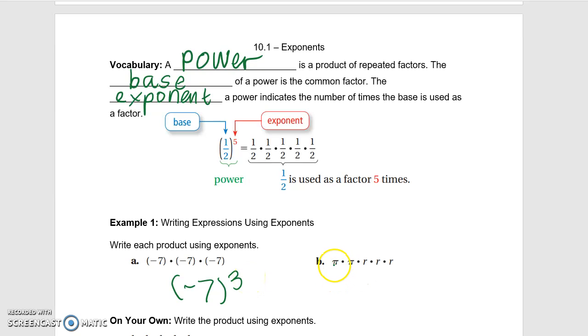Over here on B, we see 2 copies of pi, so that's pi raised to the second power times r, our second base, raised to the third power. Notice I'm not putting a dot in between the two because multiplication is implied. Go ahead and do numbers 1 and 2 on your own.